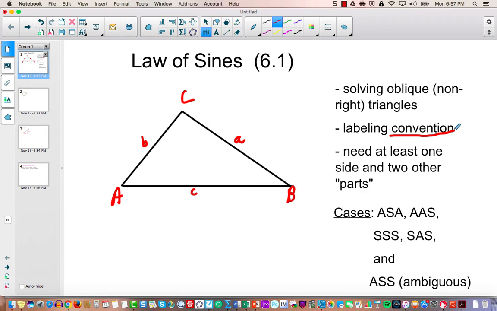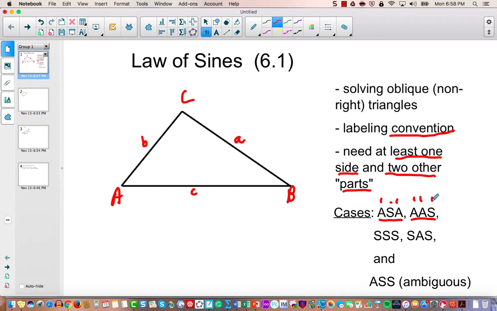Now, in order to use the law of sines, we need to have at least one side and two other parts, that is, sides or angles. And this gives rise to cases that we can solve. We can solve the angle-side-angle case, where there are two angles and a side included between them, just like in geometry when you were proving congruent triangles. Or the angle-angle-side case, where there are two angles and a not included side. And I'll show you examples of some of these in a minute. These are the two cases we can solve using the law of sines completely.